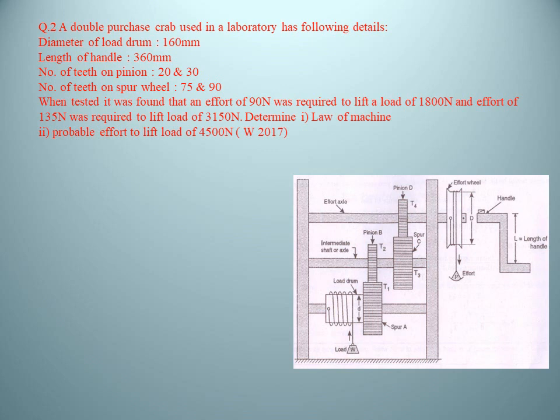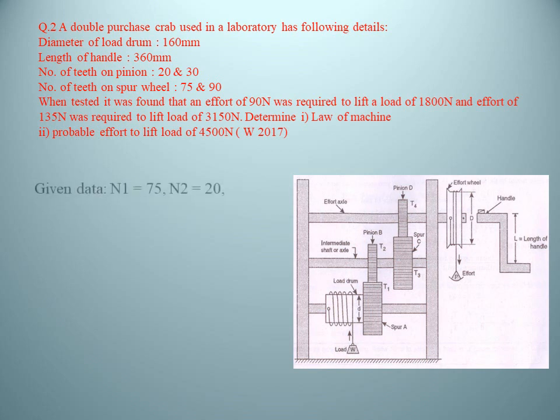At the side of this load drum there are two gear sets, that is spur wheel A and spur wheel C. On the upper side there are pinion B and pinion D, on which T1, T2, T3 and T4 are marked. These mean the number of teeth on these spur wheels and pinions. At the side there is an effort wheel on which the effort is applied. Also, instead of an effort wheel, a handle is provided.